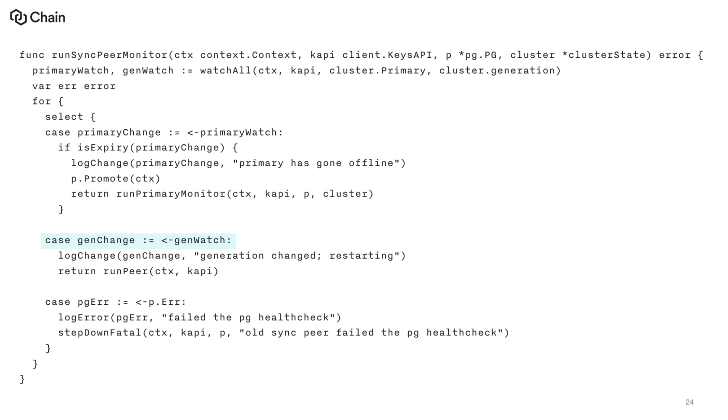Second, it's watching for a change in generation. Like I said, if any node updates the cluster state, they increment the generation. So if the generation has changed, that means that something in the system has changed, and this node needs to check its own role again. And then finally, in this loop, it's running a health check on its own Postgres process. If this peer's Postgres process fails, it will take itself offline in order to signal to the primary that it needs to promote a new sync rep.